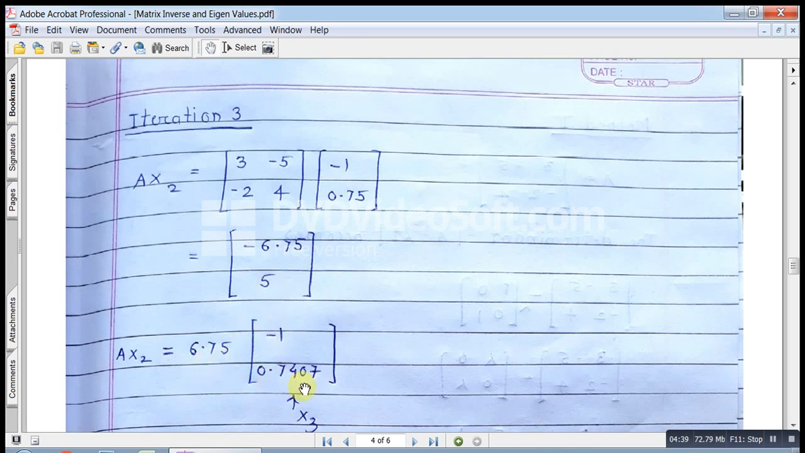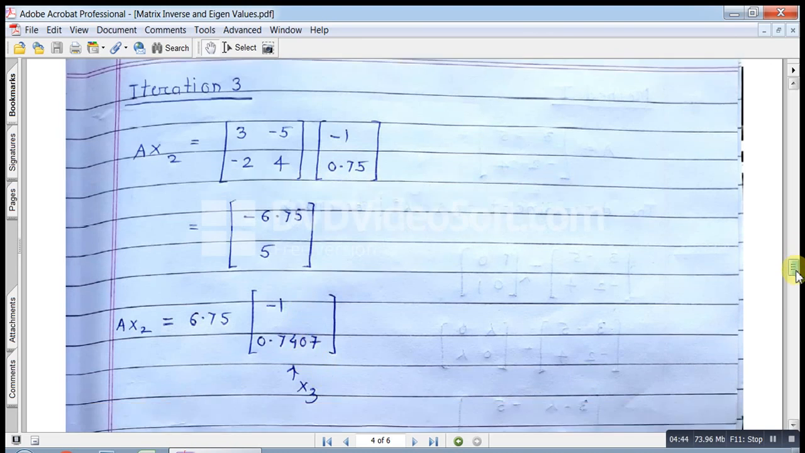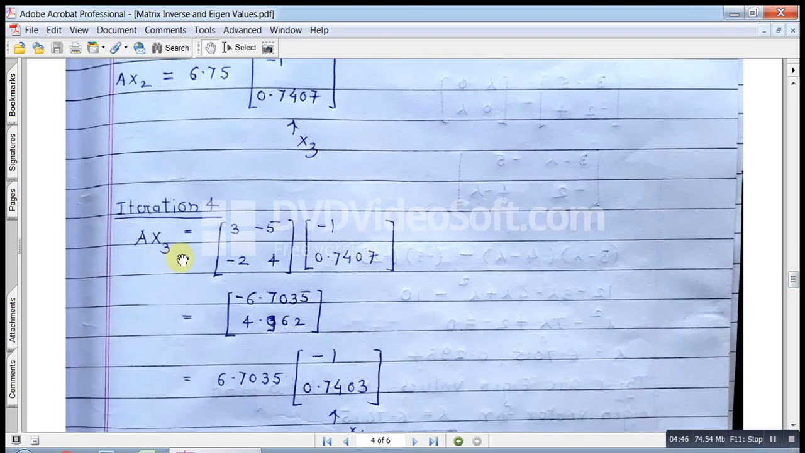Similarly, go for iteration number 4, AX3. The x3 value is -1 and 0.7407, and A they have given as 3, -5, -2, 4. Again we will multiply both the matrices. Ultimately you will get -6.7035 and 4.962. The highest value between the two is 6.7035, so we take it outside. We divide both values by it, so it will be -1, and 4.962 divided by 6.703 will give 0.7403. That is your x4.